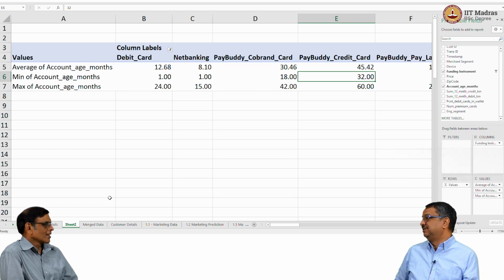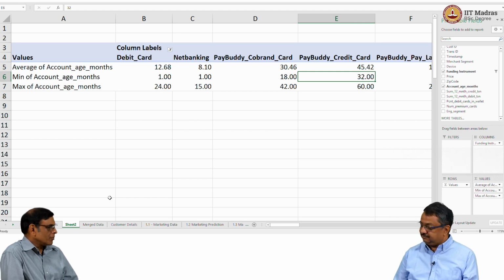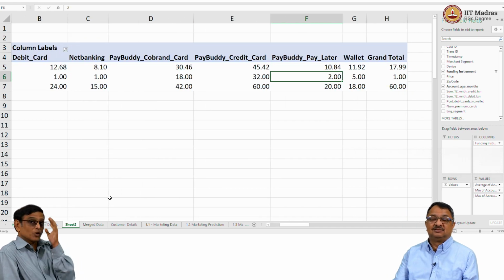A new customer is using debit cards or net banking. Initially, they start with net banking and debit card. Slowly, with confidence, they move to credit products. That seems to be what's happening.